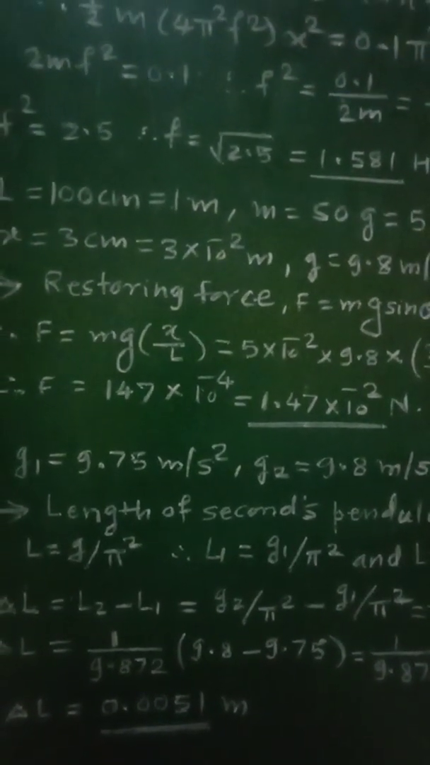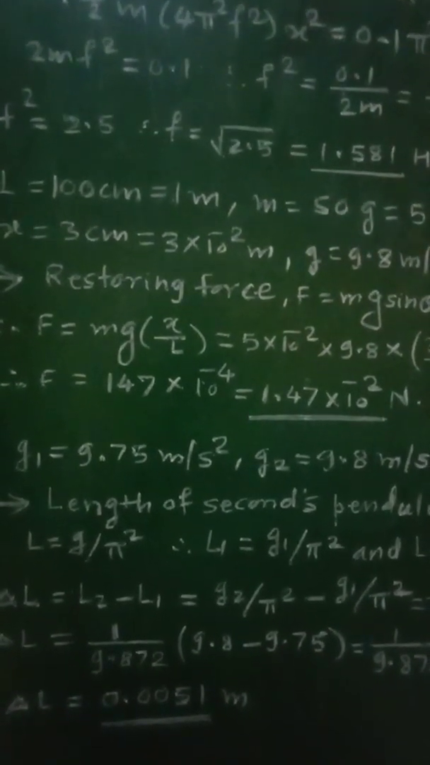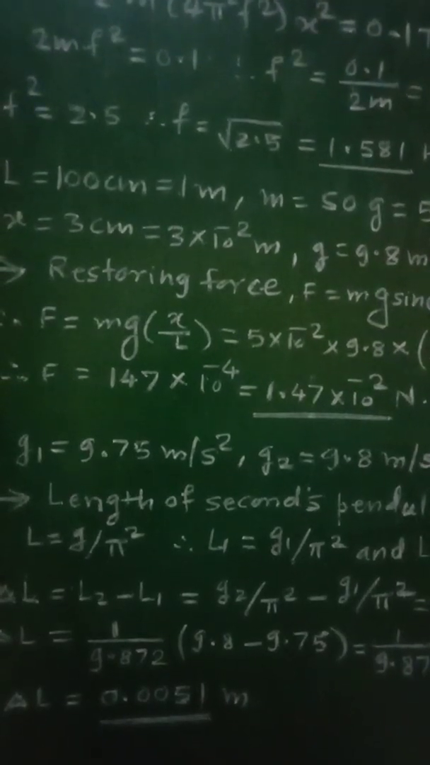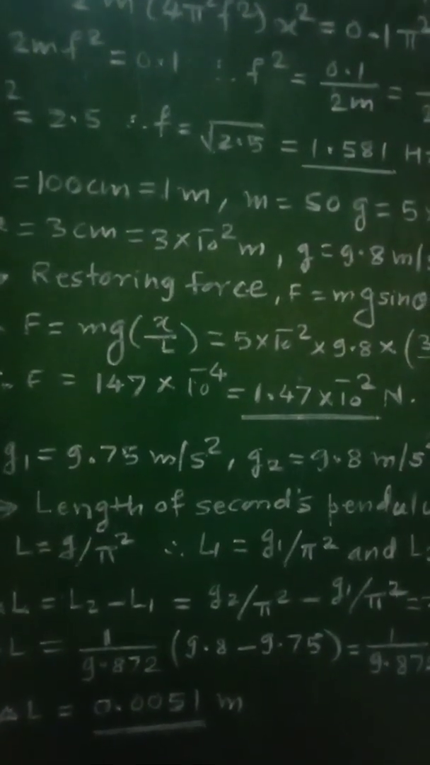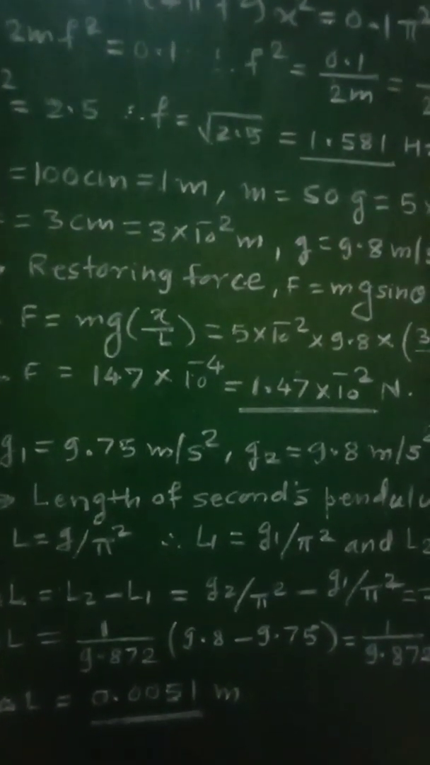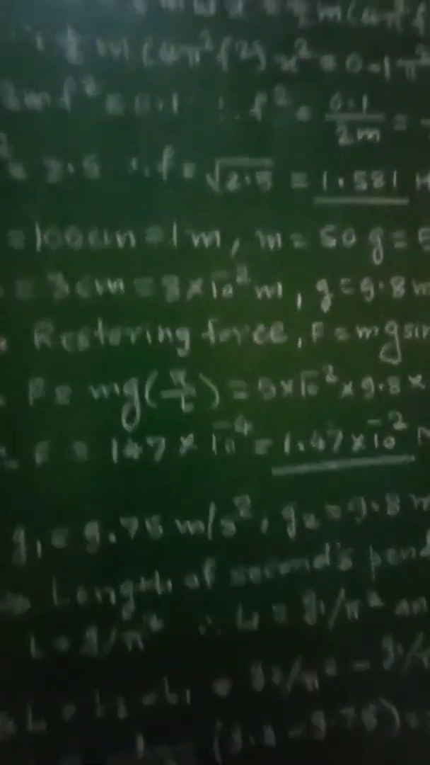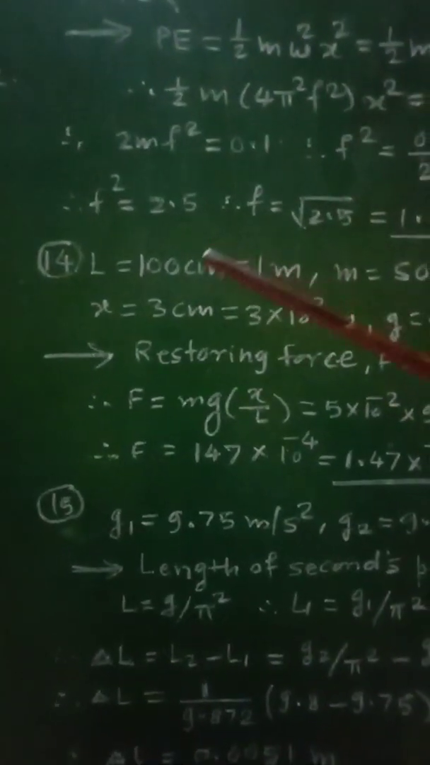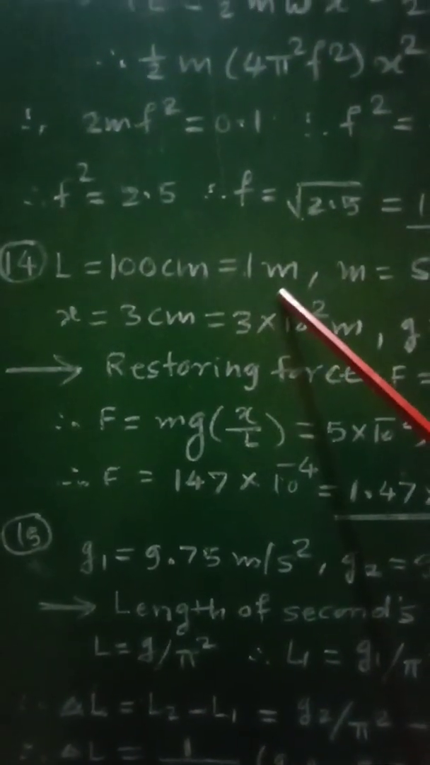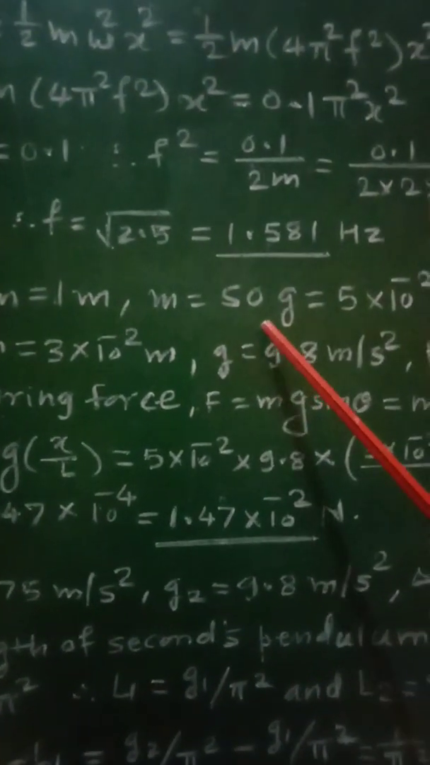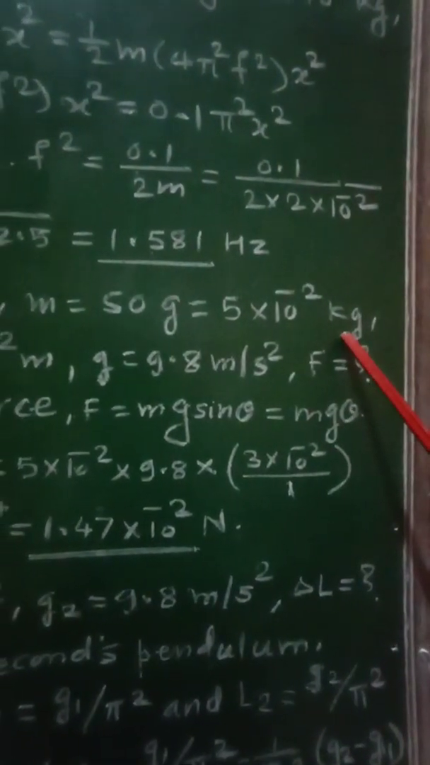Find the restoring force acting on the bob of mass 50 gram with the displacement from the mean position is 3 cm. So when the displacement of that bob is 3 cm from the mean position, we will have to find out the restoring force acting on it. And therefore for this numerical, given data is L is equal to 100 cm, that is equal to 1 meter. Then M is equal to 50 gram, that is equal to 5 into 10 raised to minus 2 kilogram.